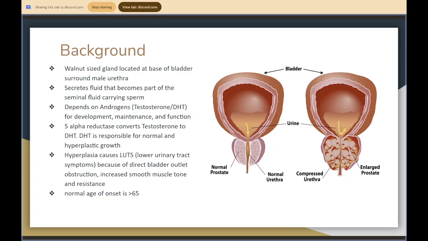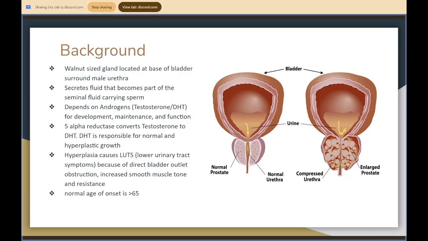Now, it secretes fluid that becomes part of the seminal fluid carrying sperm. It depends on androgens, which are testosterone and dihydrotestosterone, for development, maintenance, and function. 5-alpha reductase converts testosterone to DHT, and DHT is responsible for normal and hyperplastic growth.